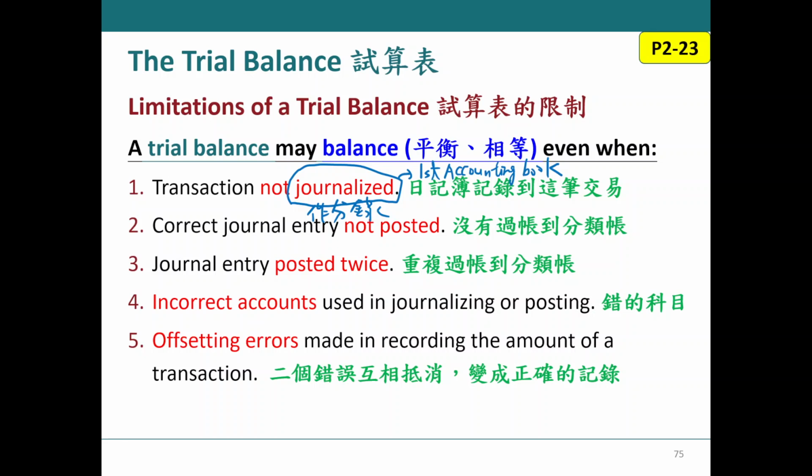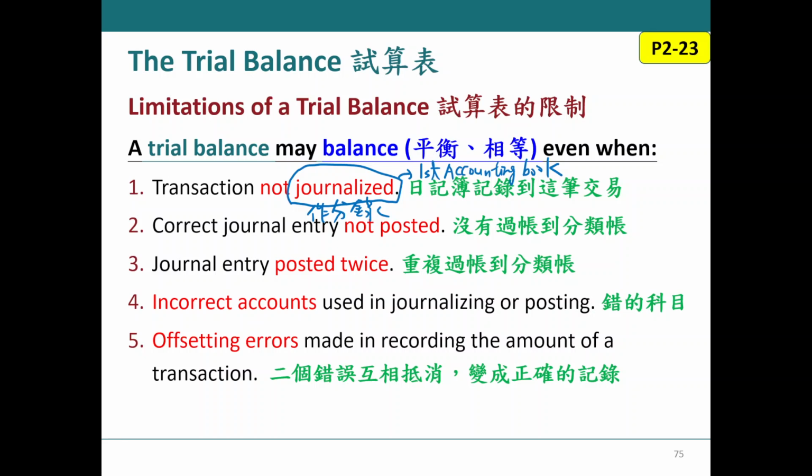Okay, so the first mistake is you have 10 transactions, but you forgot to record maybe 2 transactions. So you only record 8 transactions, right? When you record 8 transactions, still you will get total debit equal to total credit, okay? But the problem is you missed 2 transactions, so they will make you get the wrong number. Any questions? So that's the first mistake you may make.